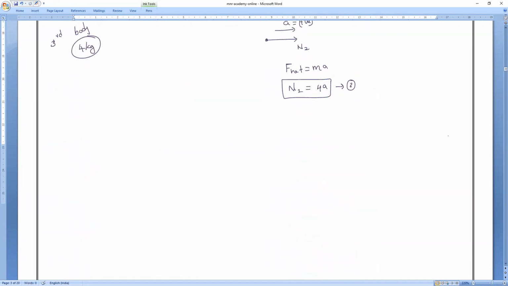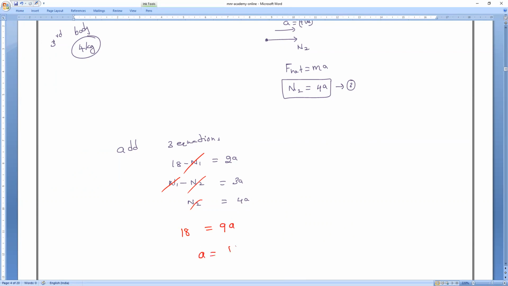Now add all three equations. What is the first equation? 18 minus N1 is equal to 2A. Next, N1 minus N2 is equal to 3A. Next, N2 is equal to 4A. Now on addition, N1 will get cancelled and N2 will get cancelled. So 18 is equal to 2 plus 3 plus 4, which is 9A. Then A is equal to 18 by 9.